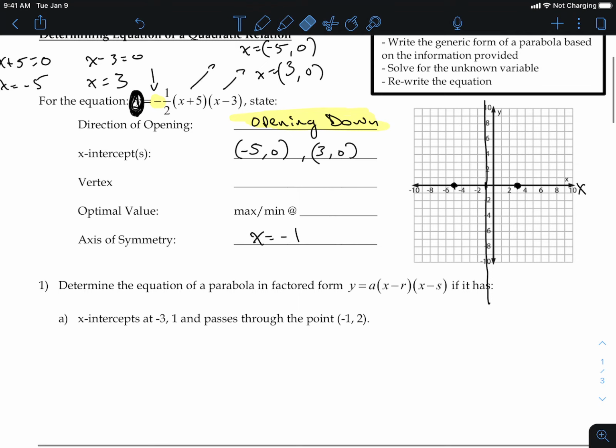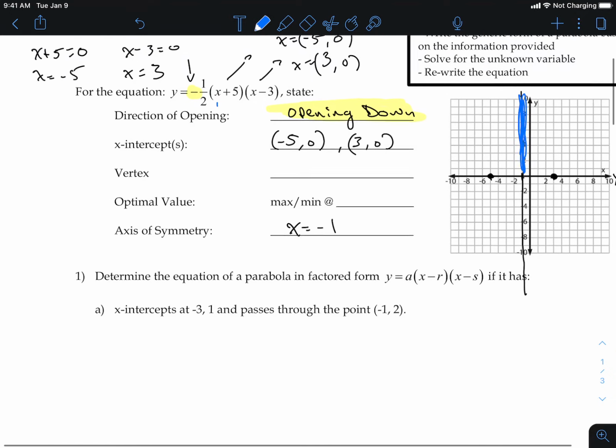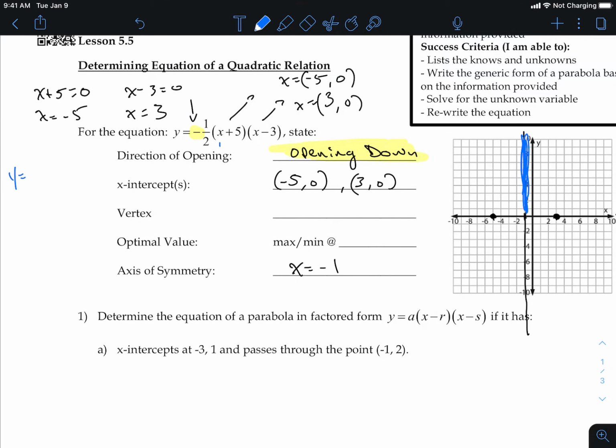Well, I know it has to go through here somewhere, and I know the x value. Why don't I plug the x value of -1 into the equation and see what y value comes out? I'll do that over here on the side. y equals negative 1/2, times (-1 plus 5) multiplied by (-1 minus 3). You're just going to do the math on that. It's going to spit out a number. Is it 8? Okay. So y equals 8 when you type this into your calculator.